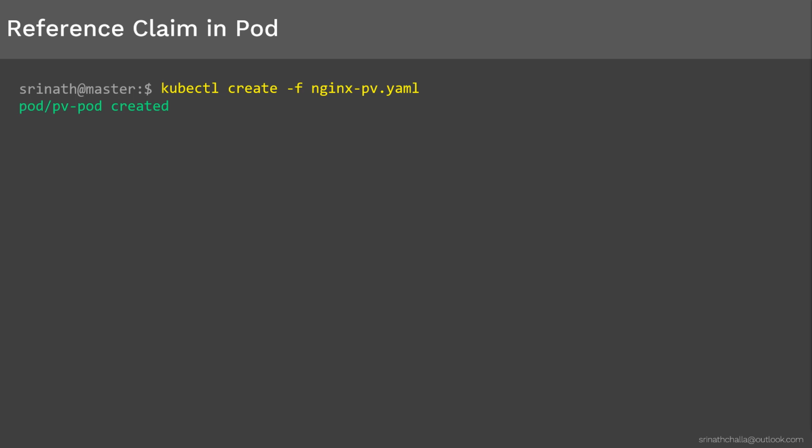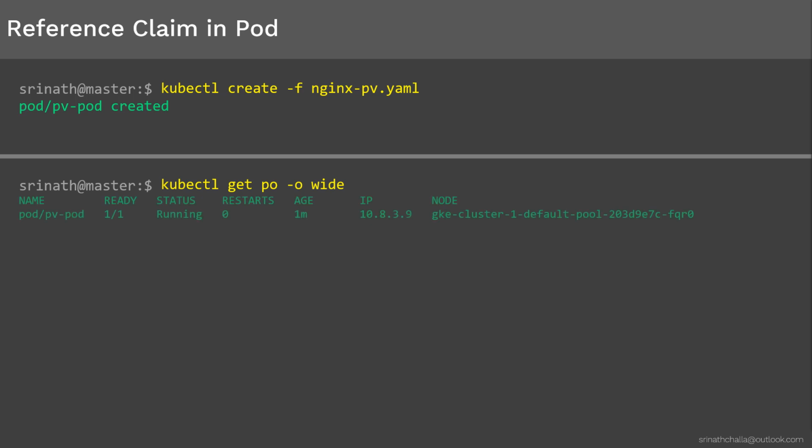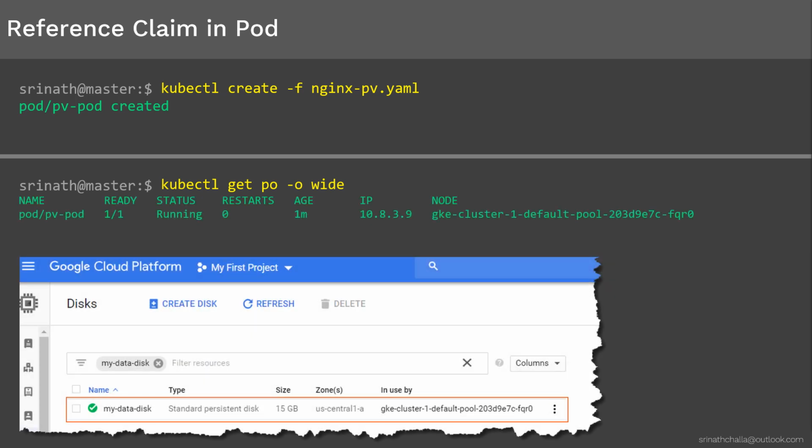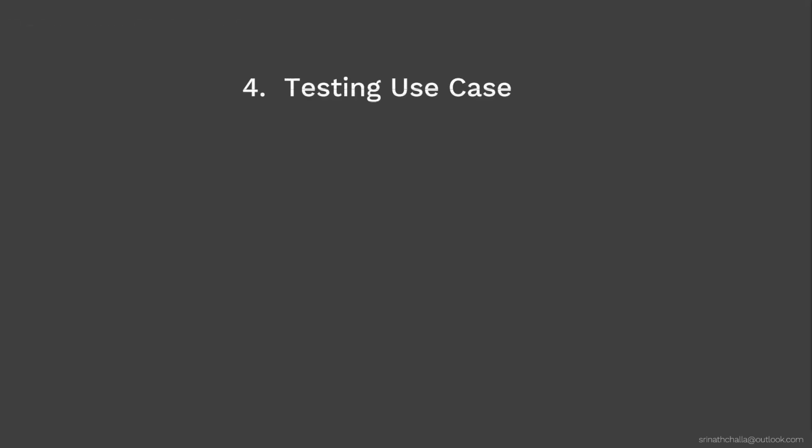From the output, you can see the pod is running on node ending with FQ or 0. And one more validation. Here is a screenshot from Google Cloud Platform. As you can see, my data disk is assigned to the node where the pod is scheduled. With this step, we have all the setup in place to test the use case. We have created the PV, then PVC, and finally, we claimed the PVC inside the pod. Now, let's start the testing.